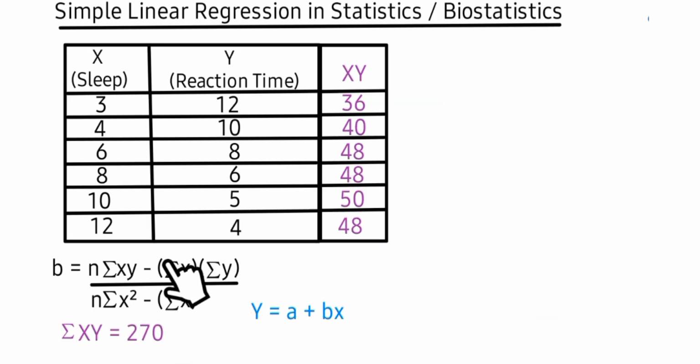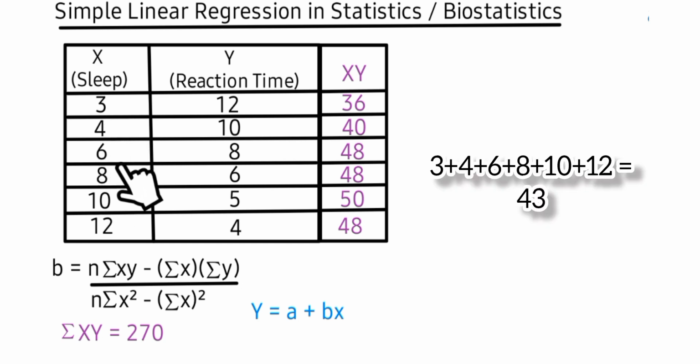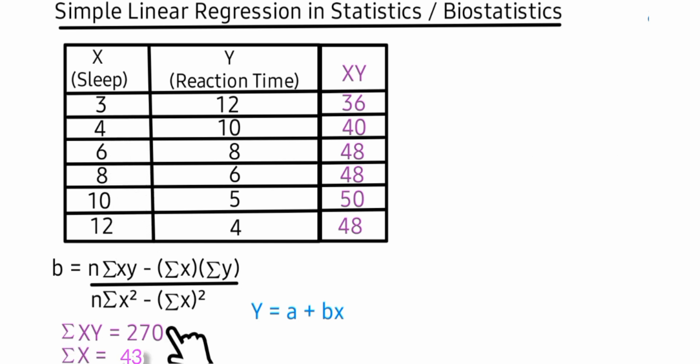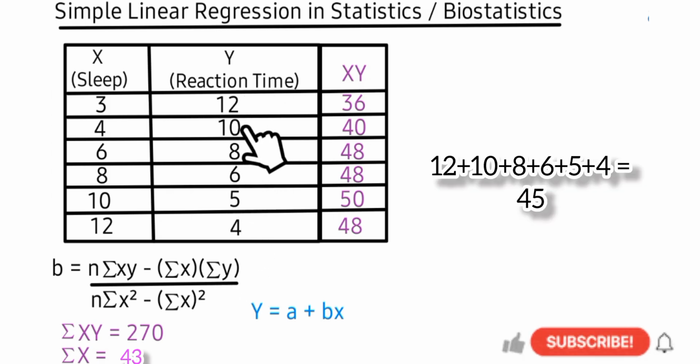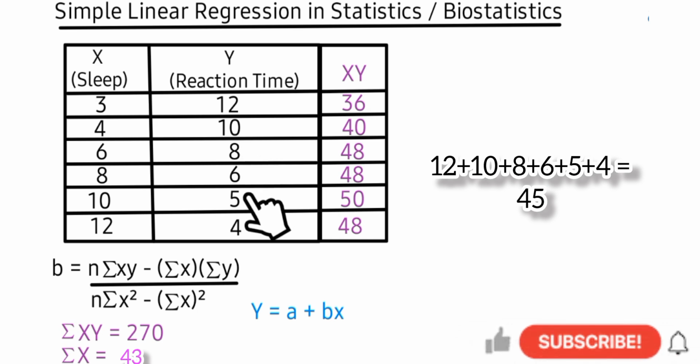270. Looking at our formula, we can see summation x. Sum up all the x values: 3 plus 4 plus 6 plus 8 plus 10 plus 12, 43. We can as well see summation y in our formula. Sum up all the y values: 12 plus 10 plus 8 plus 6 plus 5 plus 4.